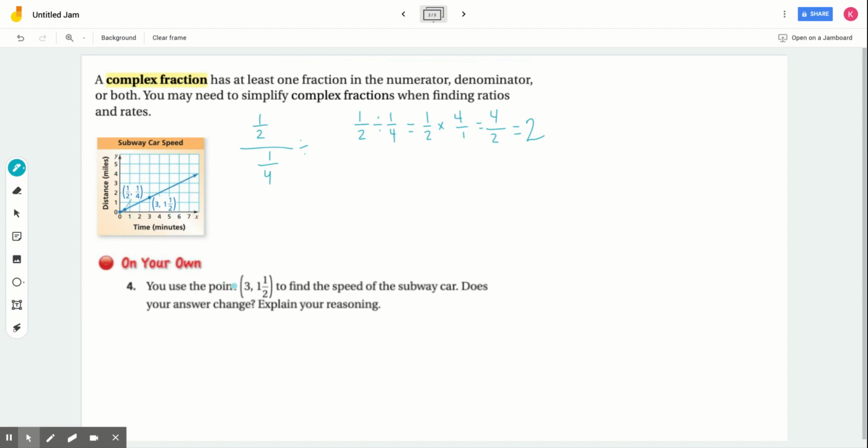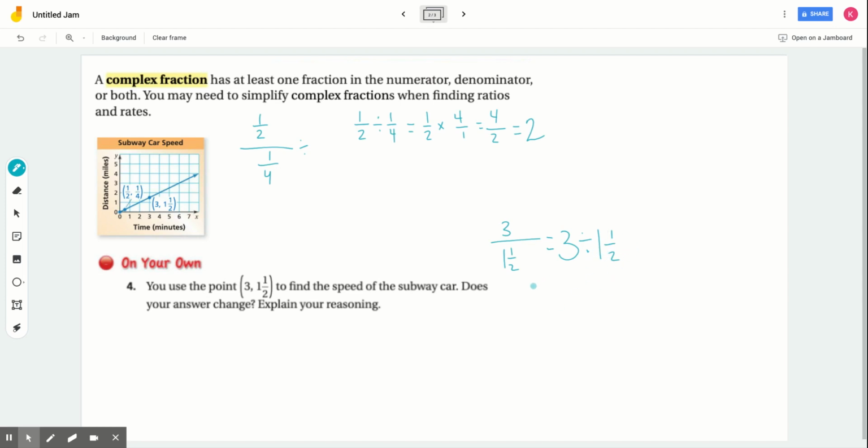Now, if we look at this next one, you use the point 3 and 1.5 to find the speed of the subway car. Does your answer change? Explain your reasoning. So again, if we use this information, 3 over 1.5, this is like saying 3 divided by 1.5.